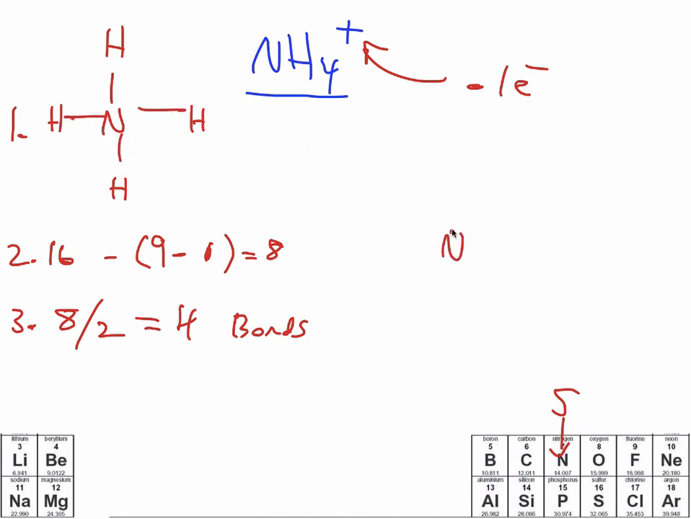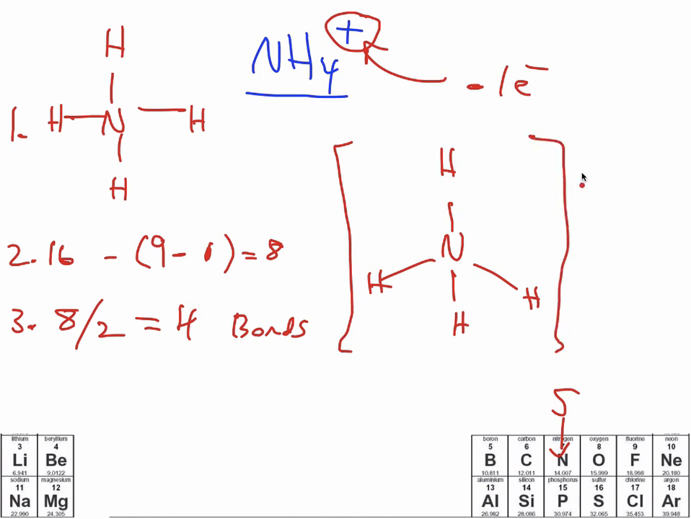So this is the structure, tetrahedral. Okay. Now ask yourself, am I done? Is this complete? And the answer is no, because it's a polyatomic ion. So this is the ammonium molecule. I need to put it in brackets.